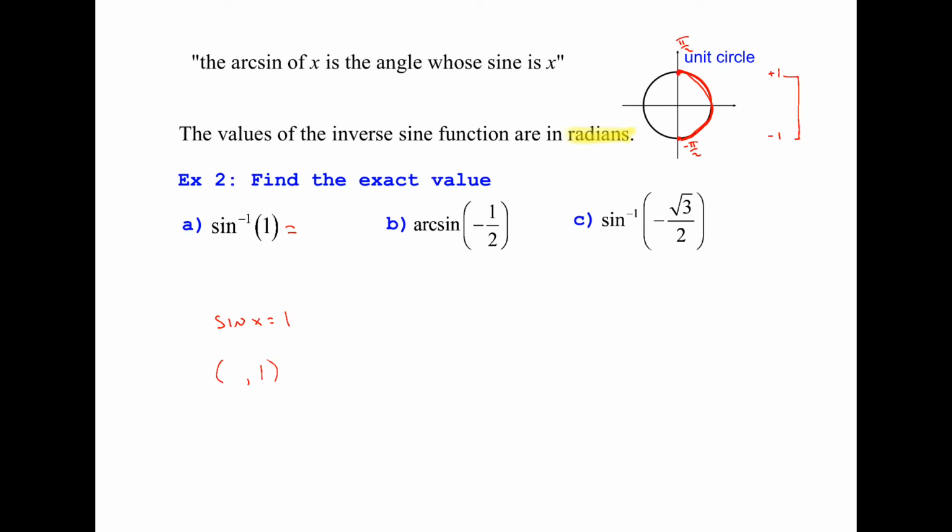That would be at pi over 2. So the ordered pair for pi over 2 is (0, 1). So therefore, the angle that gives us a value of 1 is pi over 2. And there's no other angle that does that.